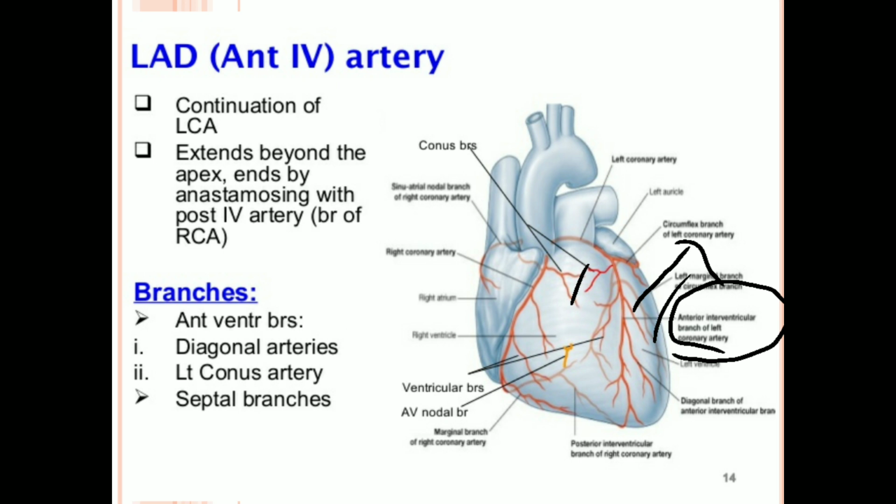Here it is accompanied by the vein. That vein is called the great cardiac vein. So the anterior interventricular artery is accompanied by a vein, and that vein is called the great cardiac vein.